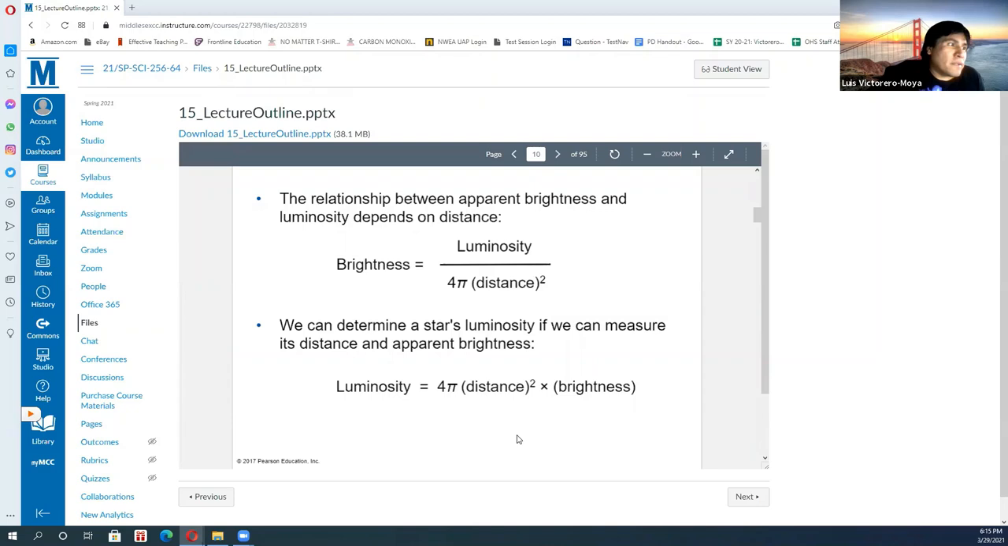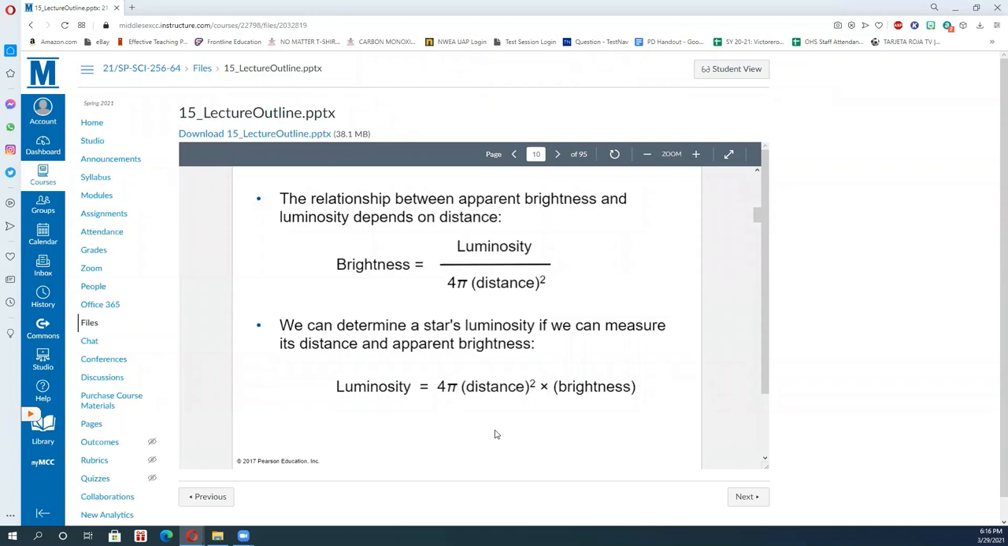But the brightness and the luminosity are not exactly the same. The brightness will be your absolute brightness, that depends only on the temperature. But then you can have the apparent brightness, in this case the luminosity, which depends on the distance.